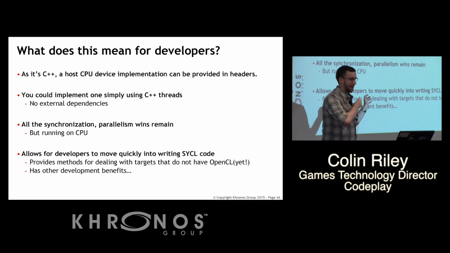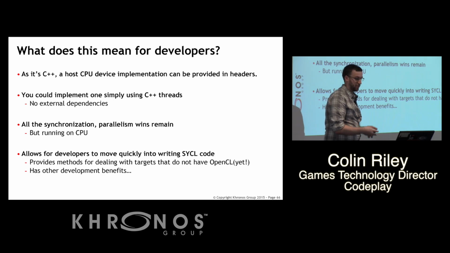So as it's C++, in a header, you can actually implement your CPU device just using standard C++ threads. And it's perfectly okay for you to do that. And that means you've got no external dependencies at all, and it allows developers to really easily move over to writing SYCL code. You've got methods there for dealing with targets which don't have OpenCL yet, and you'll get all the synchronization parallelism wins. It's just running multi-threaded on the CPU, but it's really easy to move on and get things running very quickly.